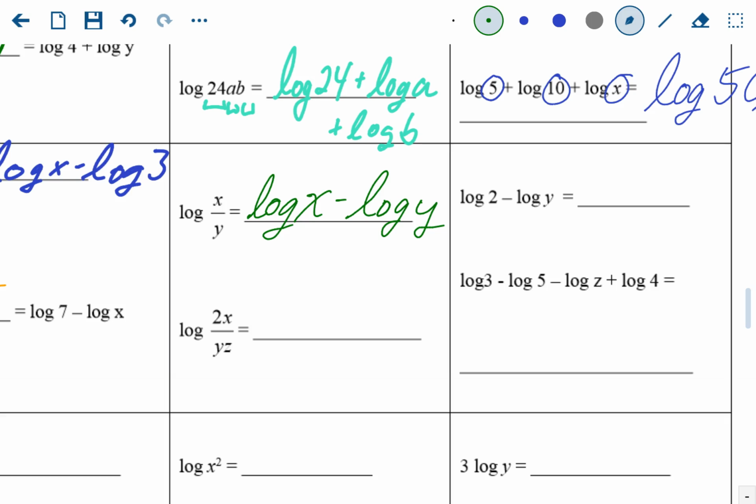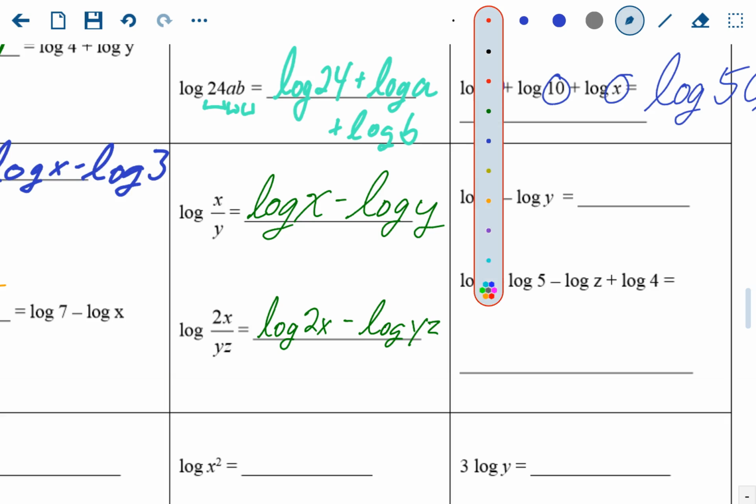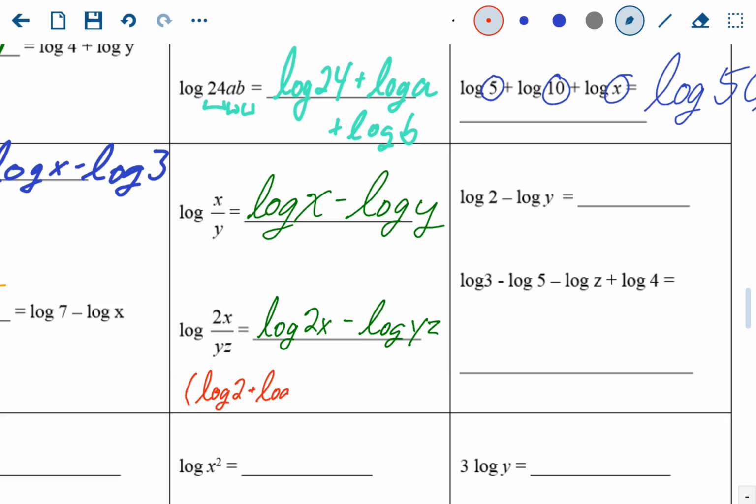So right up front we have 2x over yz. Okay. So we could write them log 2x minus log yz. Okay. But that 2x and the yz, those are being multiplied together. We could even go a little further and expand it even more using the previous property. Okay. So we could have log, it's 2 times x, so we could have log 2 plus log x.